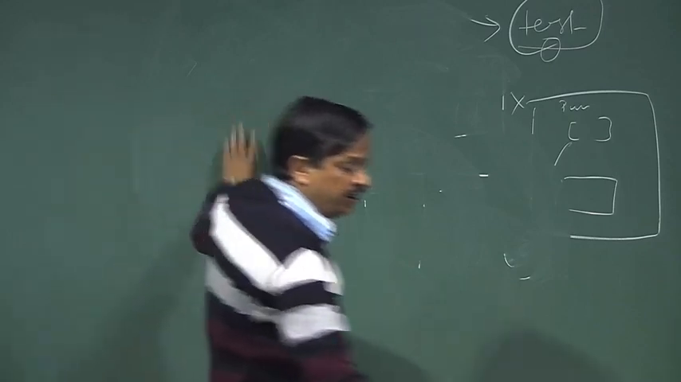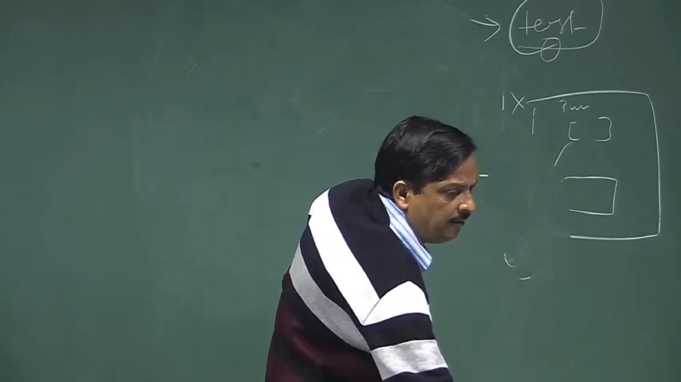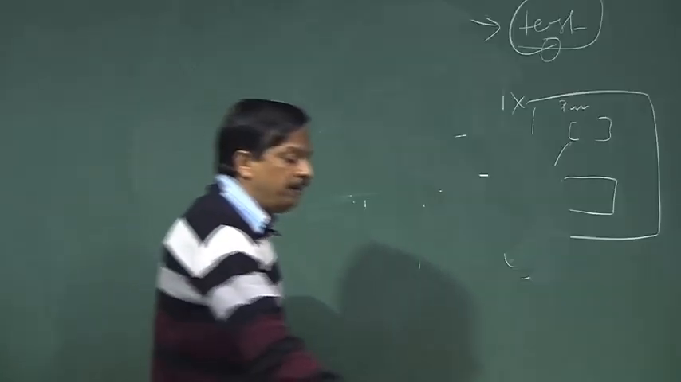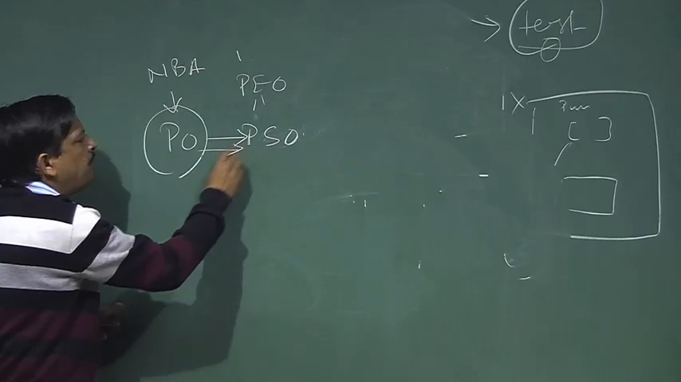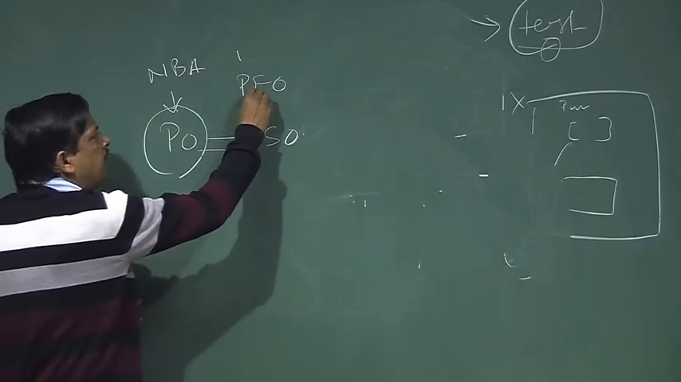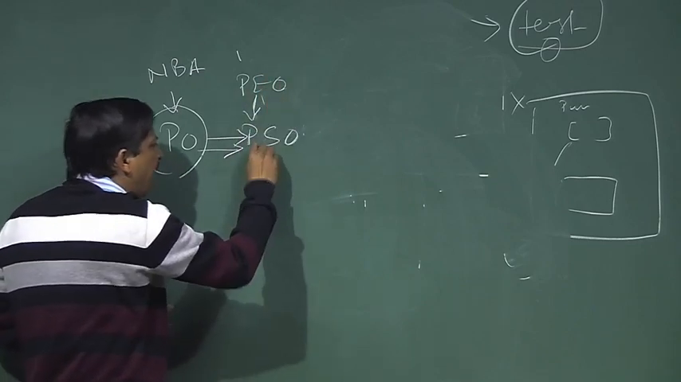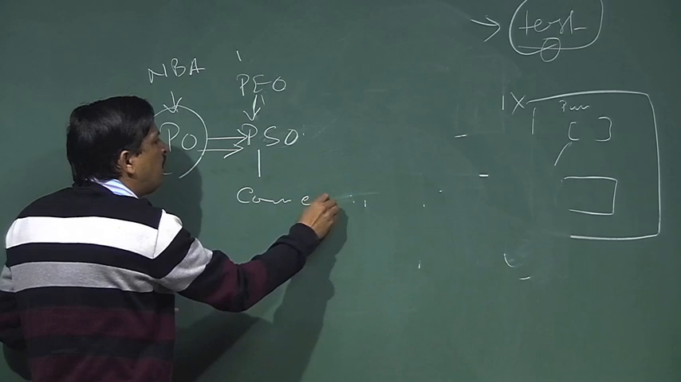Let us see, typically NBA documents initially have the mission and vision statement, then PO, then PSO, program specific objectives, which are related to the PO of NBA. As per the NBA PO attributes, program specific objectives are written down, and on top is the program educational objective or outcome, and then each course outcome contribution will come.